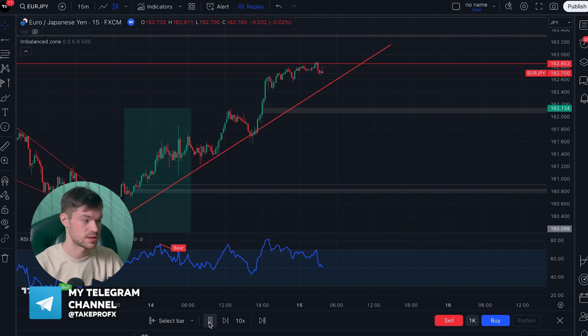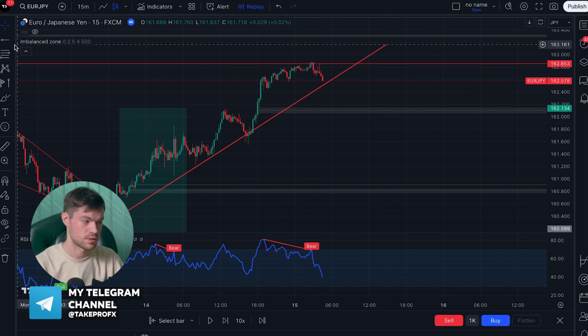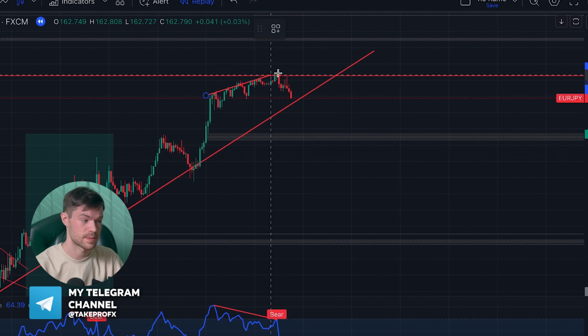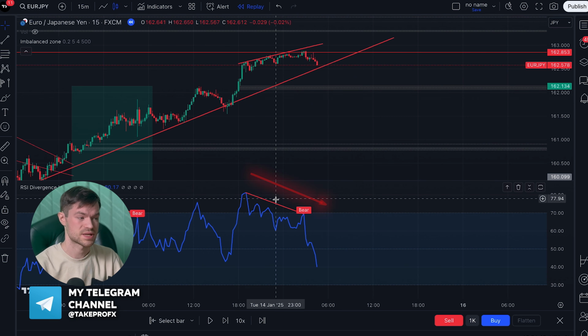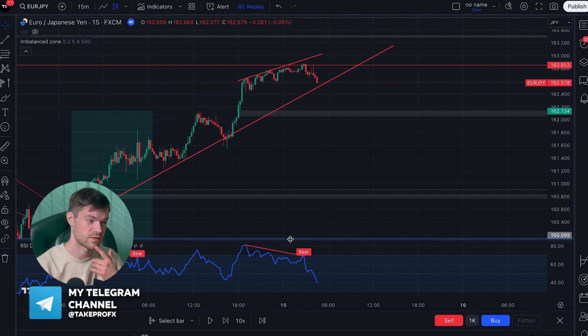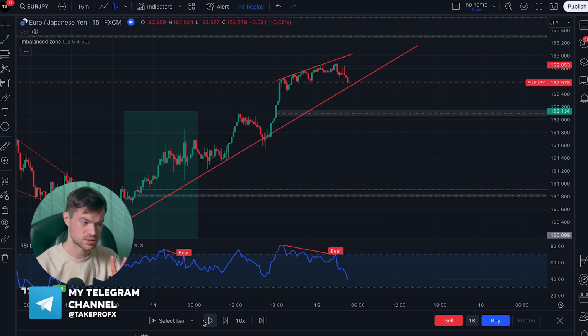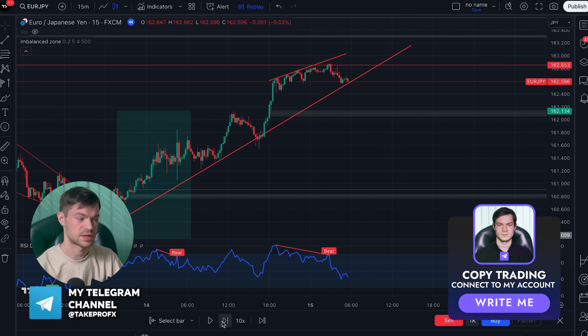Secondly, we see that here we have a bearish divergence. That is, the stock market is growing, the maximums are updating, but the RSI oscillator is falling. That's why we have a bearish divergence here. Two strongest factors for the reversal. Plus, we have a trend line breakout here.